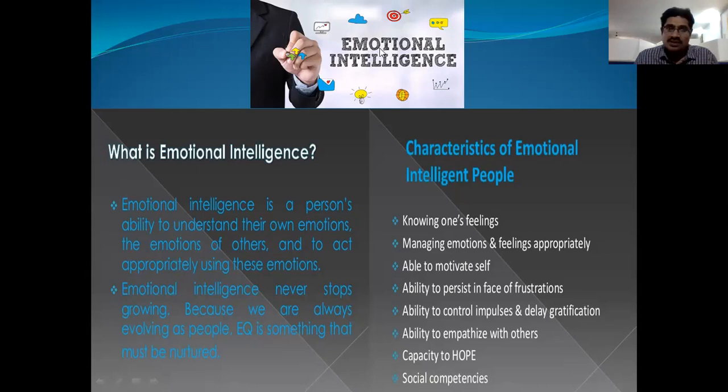So simply, emotional intelligence means emotional balance, self-balancing, and self-controlling of our emotions. Now look at the characteristics of emotional intelligence, right? The first point: knowing one's feelings. We need to know the feelings of others. If we want to control our emotions, we need to focus on the feelings of other persons.